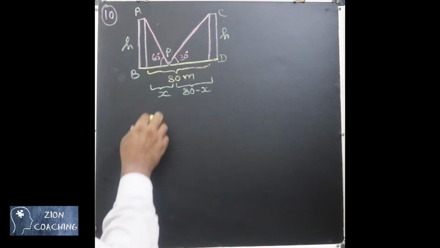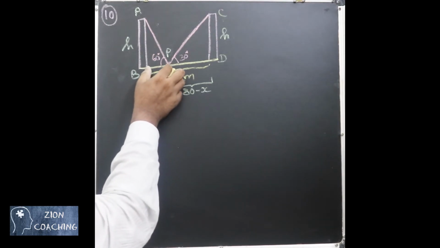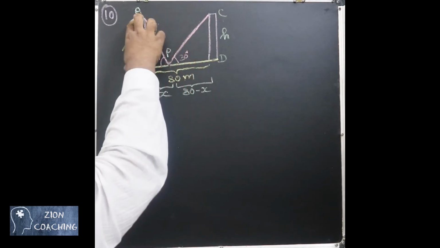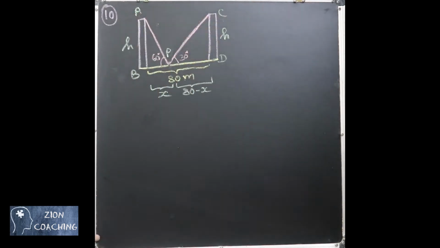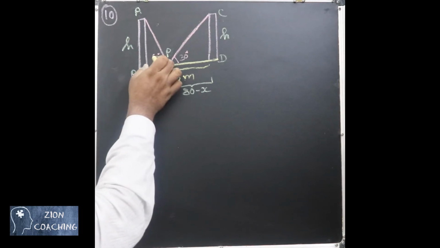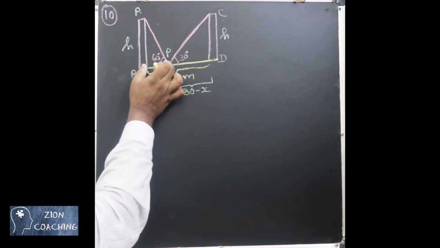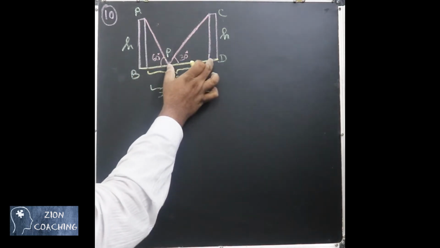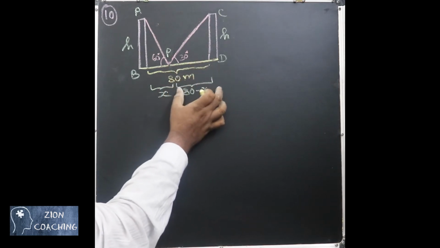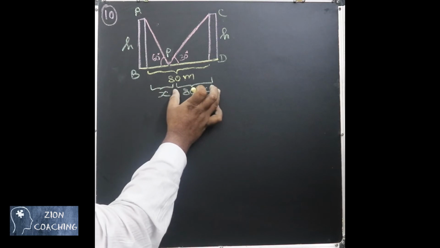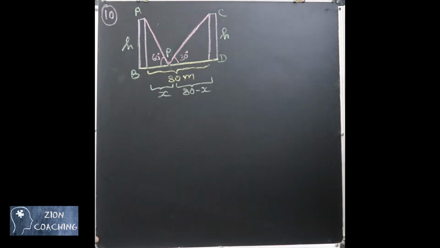Now they are asking us to find at what distance he is standing from the first pole and from the second pole, and what is the height of the poles. So we are going to find three things. Let us consider that he is standing at a distance of x meter from this pole. Then this distance is going to be 80 minus x, because the total distance is 80.